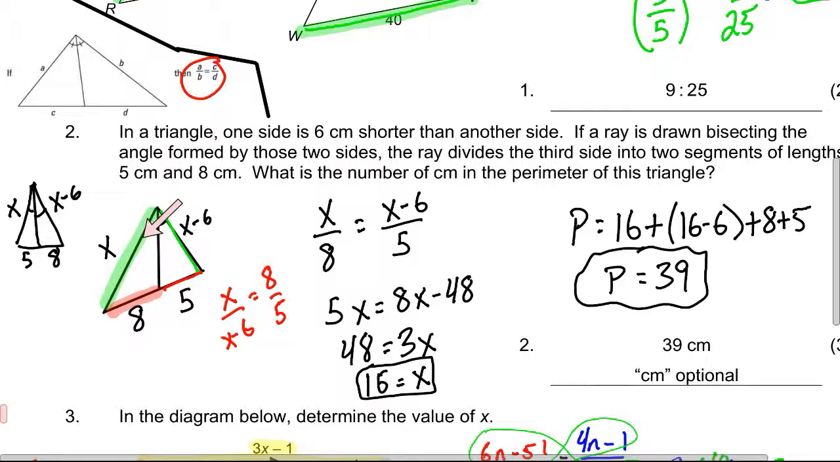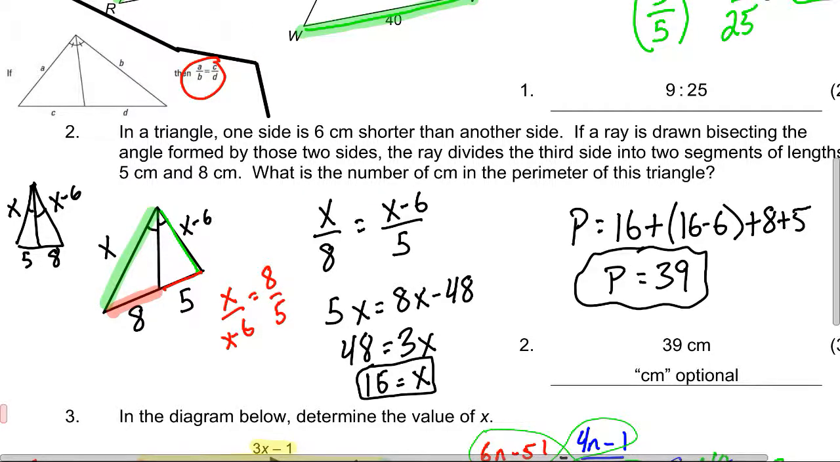So I had x over 8 is to x minus 6 over 5. So I actually rewrote it the way they had it up here in the diagram. And you notice it's going to be 8 times quantity x minus 6, same as we got here, and x times 5, same as we got here, so it really doesn't matter. But it's a good way to remember it though.